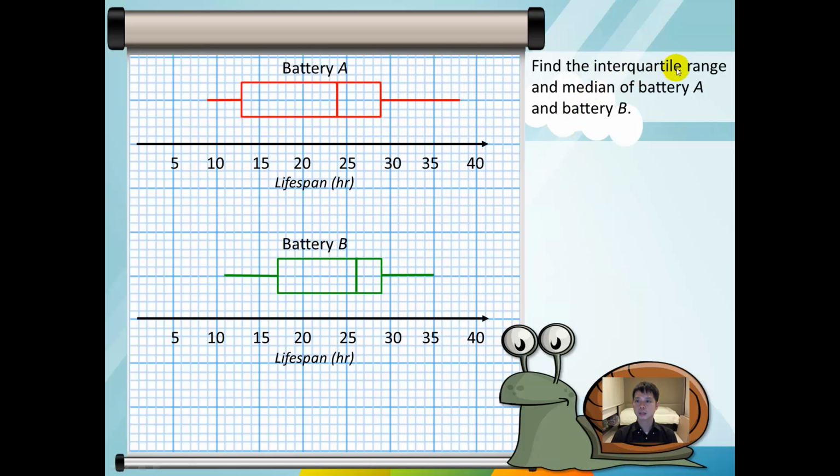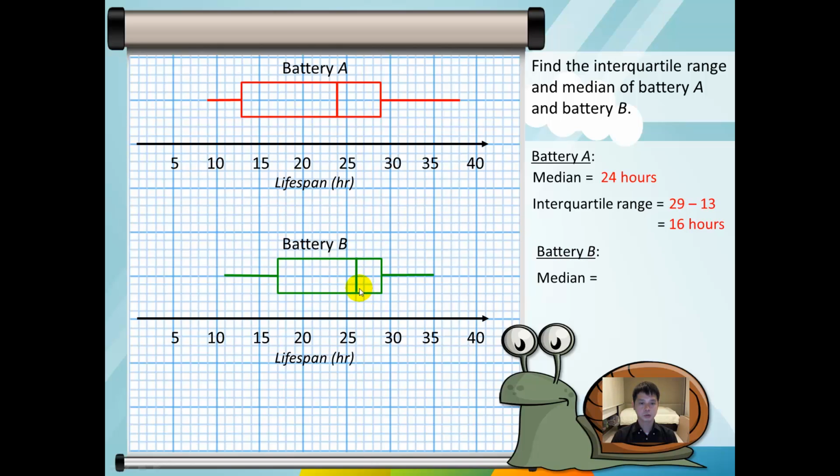Next, let's try to find the interquartile range and median of battery A and battery B. The median of battery A will be equals to 24, and the interquartile range will be given by 29 minus 13, which is the upper quartile minus the lower quartile, and the answer is 16 hours. Similarly, for battery B, the median is equals to 26 hours, and the interquartile range will be 29 minus 17, which is equals to 12 hours.